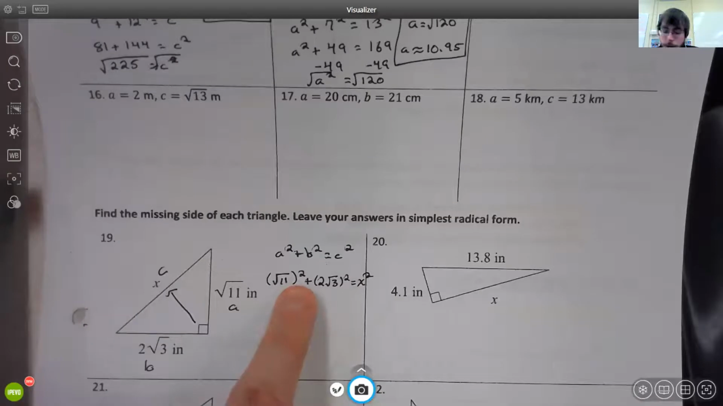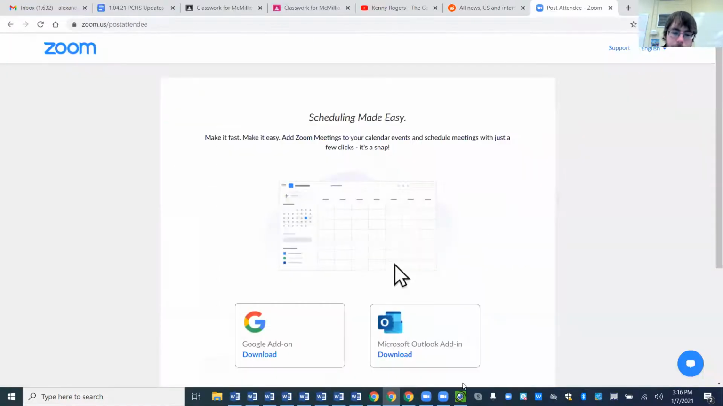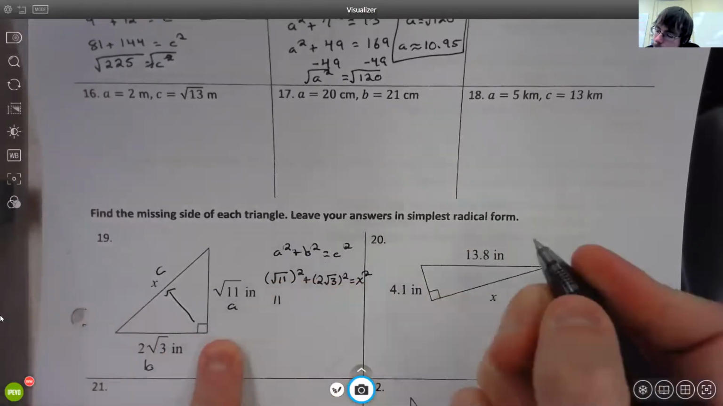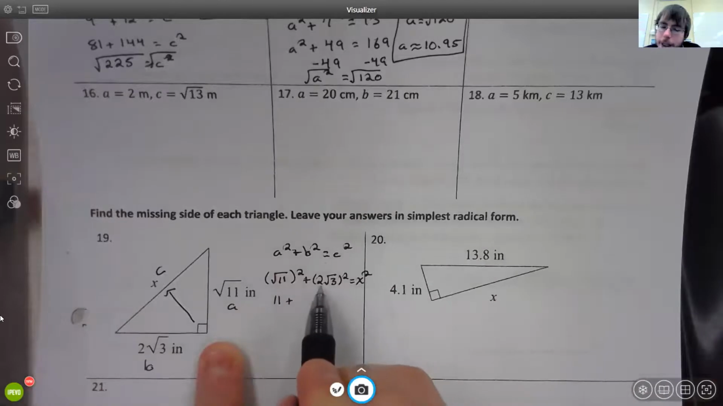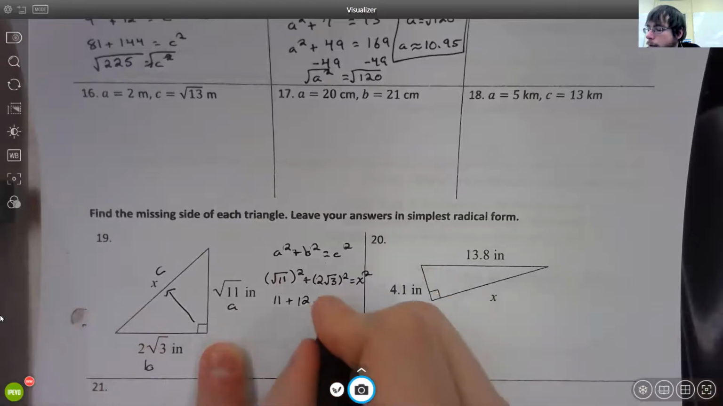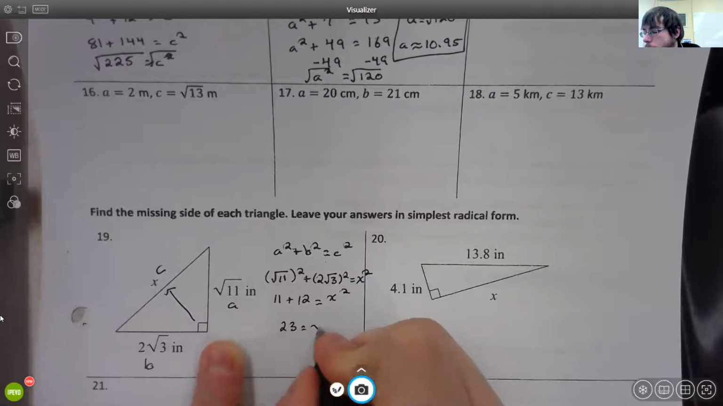If you type square root of 11 into Desmos or into your calculator, you can also just say that they'll cancel out, but if you do type the square root of 11 in, and then you square it, you get 11 back. So we know that the square root of 11 squared is 11. We already figured out that 2 root 3 squared is 12. And we know that we have x squared. 11 plus 12 is 23 equals x squared.